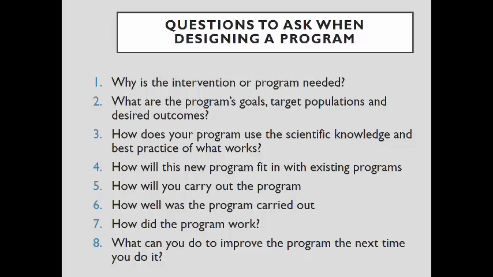You're going to identify the program's goals and the target population. So if you're going to say sex offenders, is it going to be child molesters? Is it going to be rapists? Is it going to be incest offenders? And what are the desired outcomes? Do you want to decrease recidivism? Do you want to increase self-esteem? Do you want to decrease acting out behavior? Do you want to decrease time in solitary confinement? And how does your program use scientific knowledge and best practice of what works?